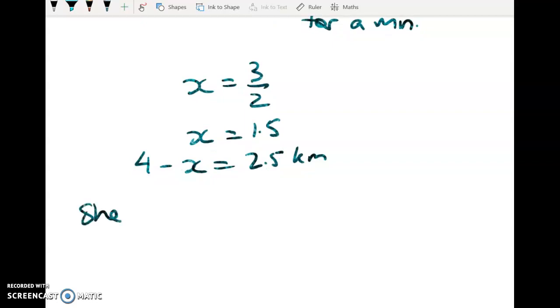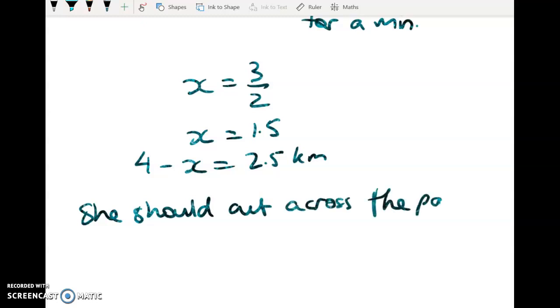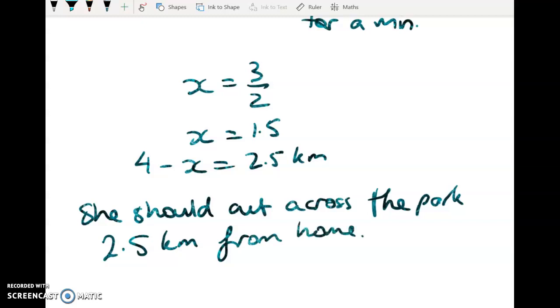So she should cut across the park when she is 2.5 kilometers from home. So there you go. I hope that's right. I think it's right. I'm sure someone from my class would have let me know by now if I'd made another mistake.